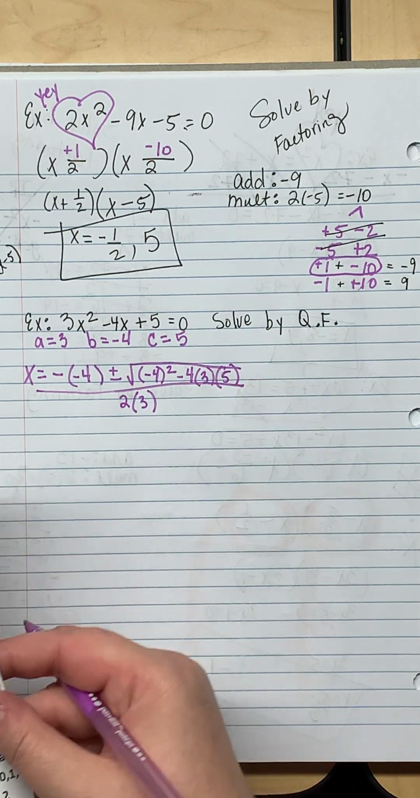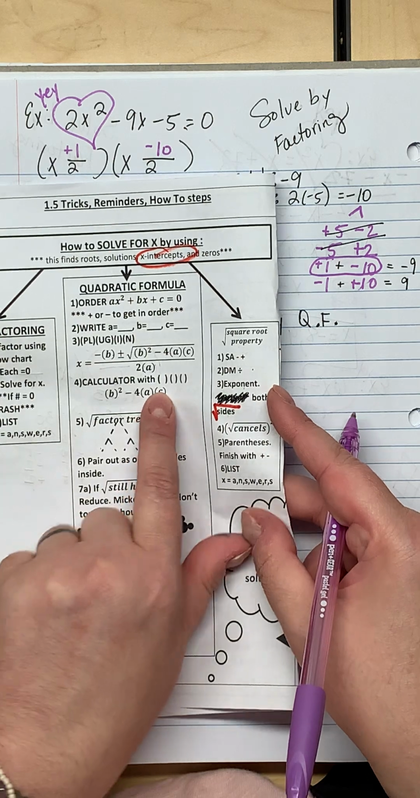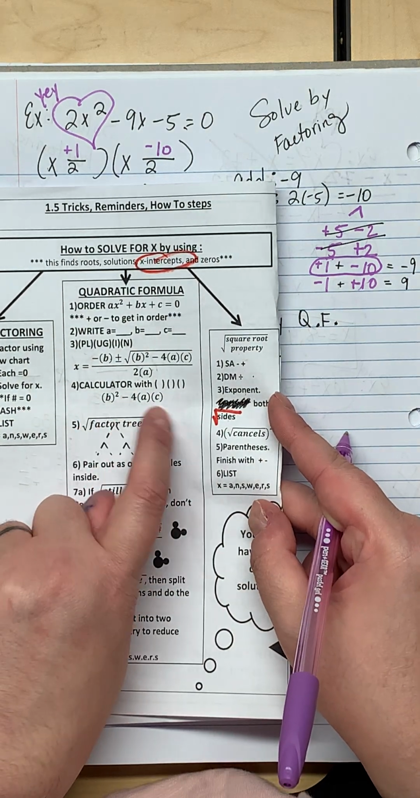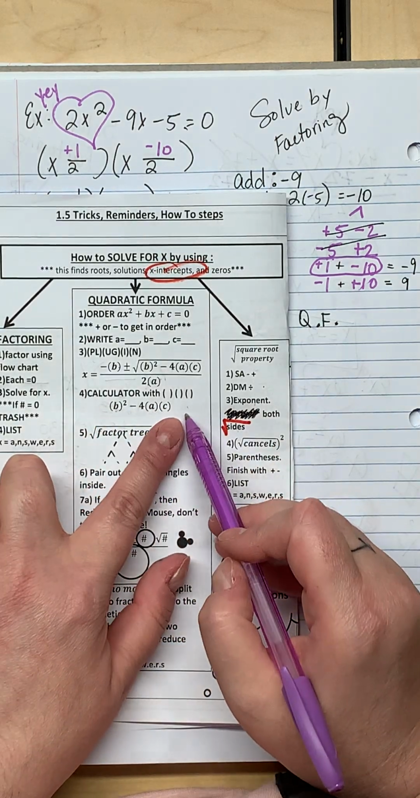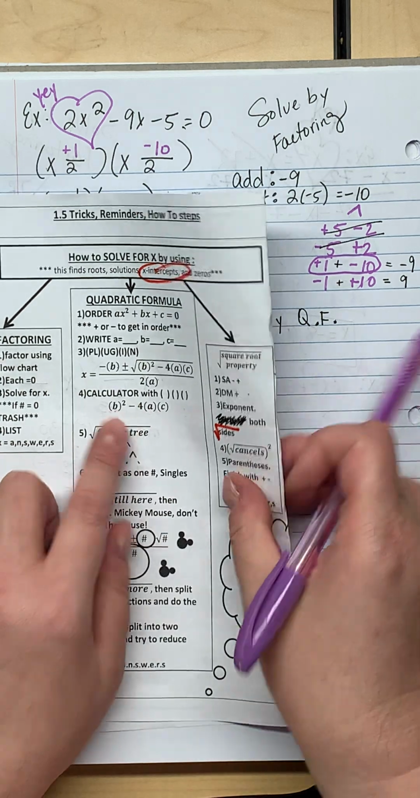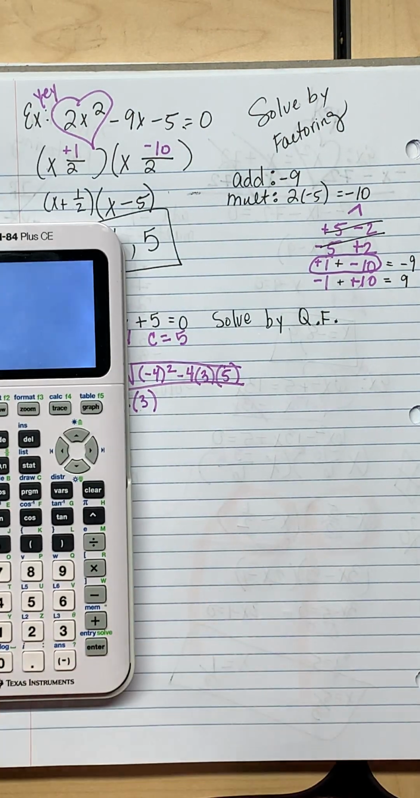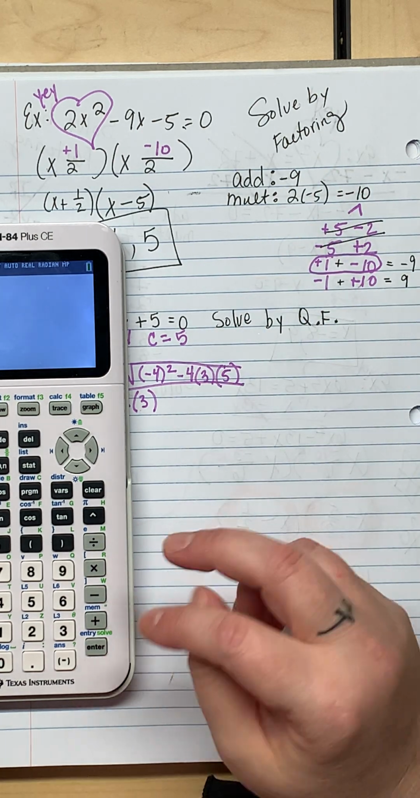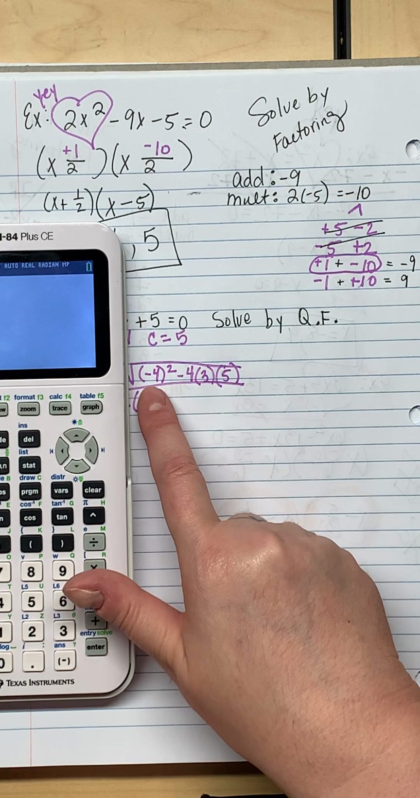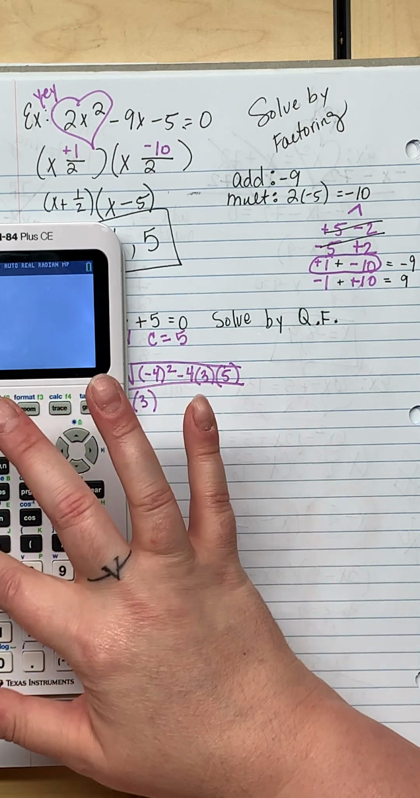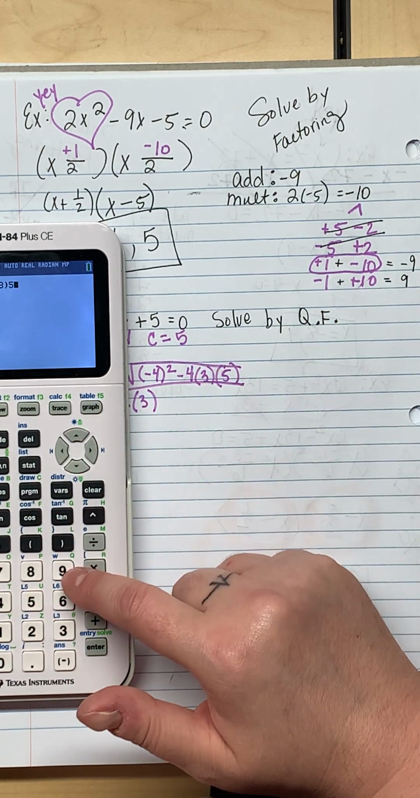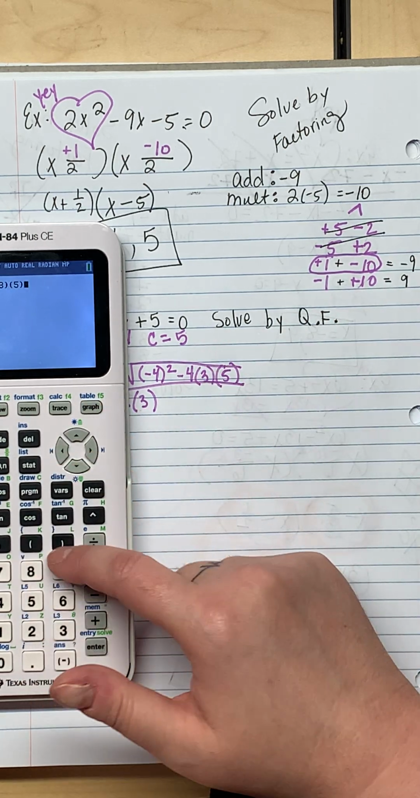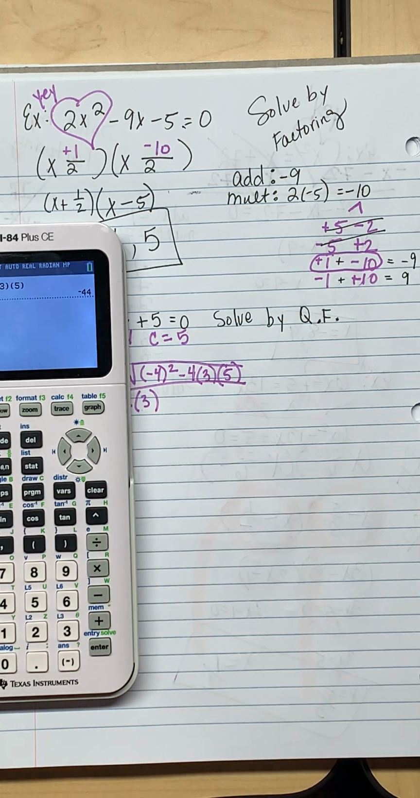All right. Step 4 says you use your calculator with parentheses and you put in the b squared minus 4ac. Notice that it just says b squared minus 4ac. It does not have the house on top. So step 4 is to pick up your calculator or your brain, but most of us have calculators, and do parentheses negative 4 parentheses squared minus 4 times 3 times 5. Hey, and I got negative 44.